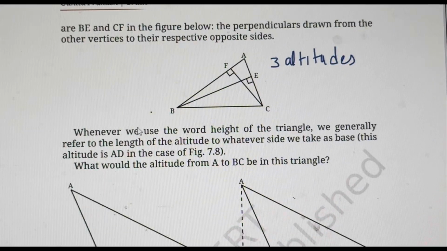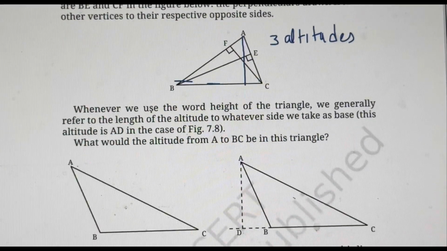Now, whenever we use the word height of the triangle, we generally refer to the length of the altitude to whatever side we take as a base. If we have taken BC as the base, AD would be the height. If we have taken AC as the base, BE is the height. If we have taken AB as the base, CF is the height. So it should be with respect to the base. That is a very important thing to remember. If we talk about AD, then it is the height with respect to base BC only, not to AC or AB.